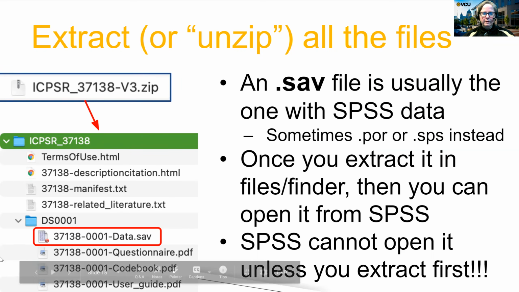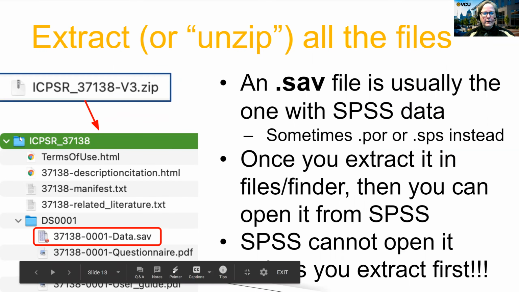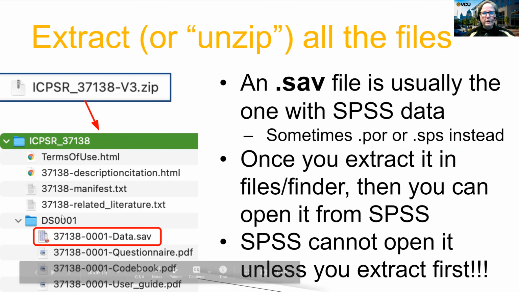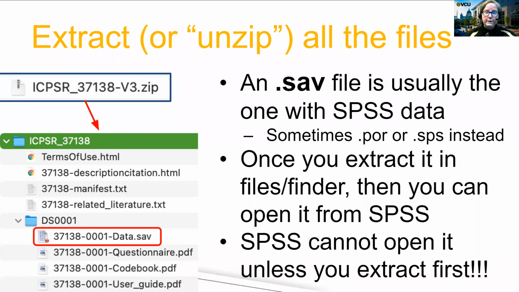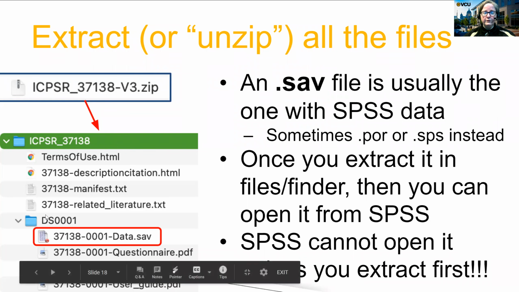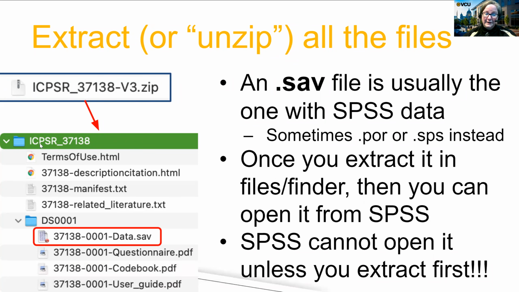Inside of that folder that unzips, there will be another folder that's usually DS0001. It could have a 001, a 002, and a 003, depending on the data that you pick. But the most common is to have a folder called this, DS0001. And if you open that folder, inside your folder that says ICPSR, you will finally find the actual SPSS file that you can open in SPSS.